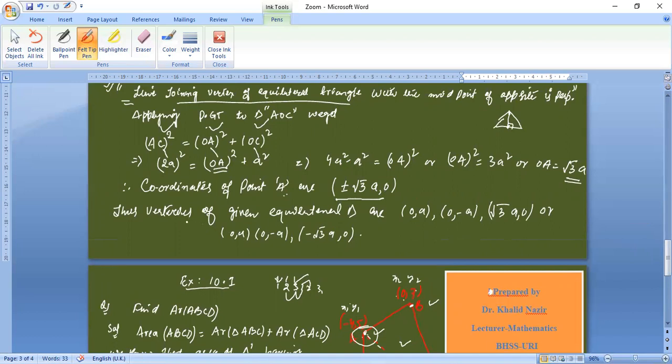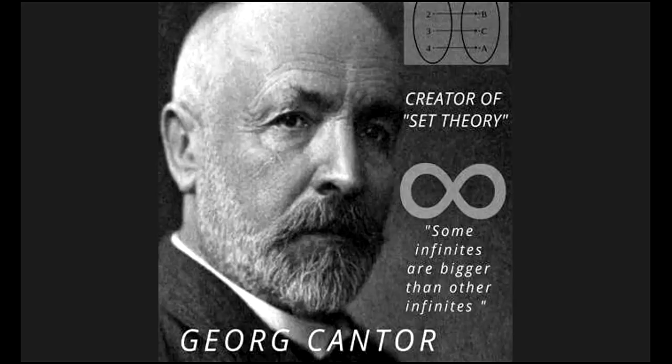Now we are done with the coordinates of the equilateral triangle. 0a, 0 minus a, and one is positive if this is considered. If this very triangle is not considered, then it is 0a, 0 minus a, and minus under root 3a, 0. So let's stop here because battery is running out.